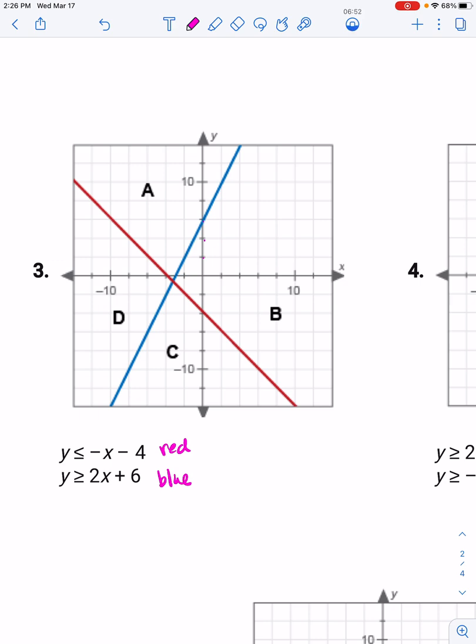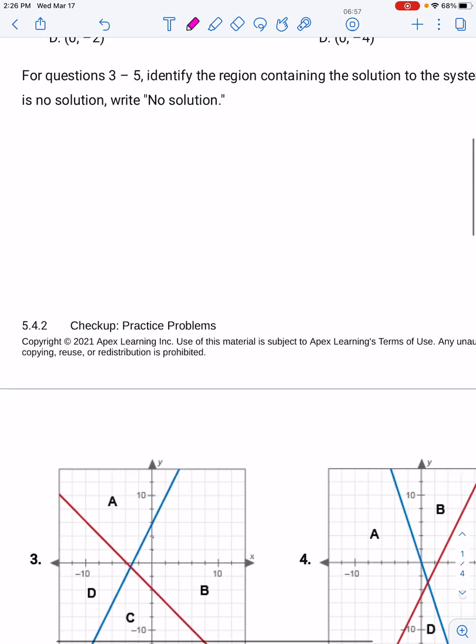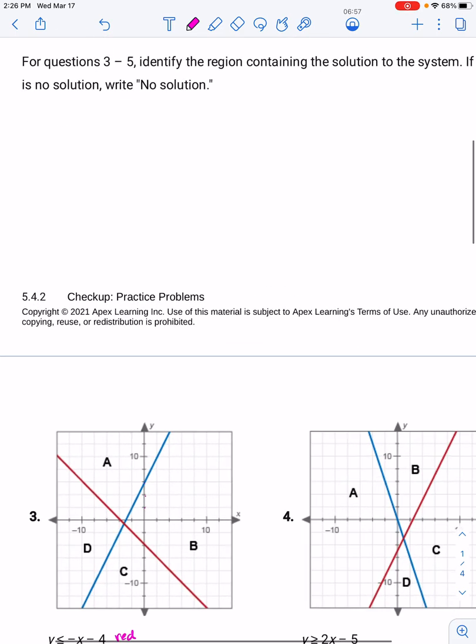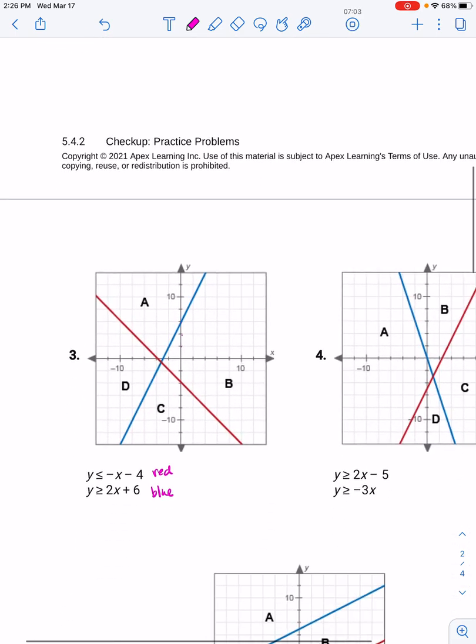So what you have to figure out then is what the directions say, again, is to identify the region containing the solution to the system. If there's no solution, write no solution. All right, so if we look at our red line, it's y is less than negative x minus 4. So we have this red line and it's anything less than. So anything less than is going to be over in this area. This is our less than area.